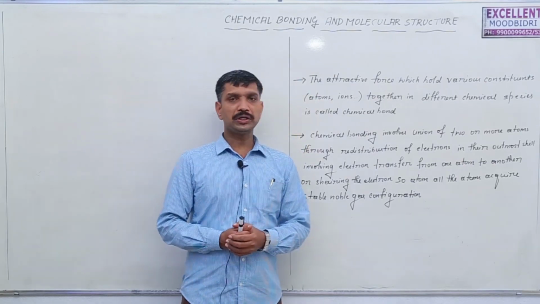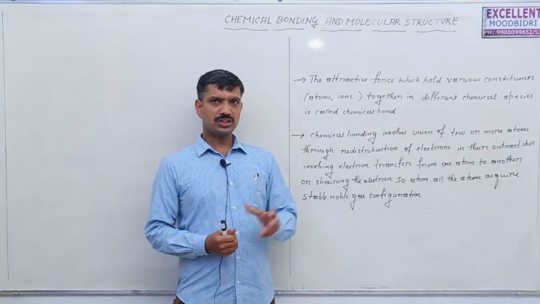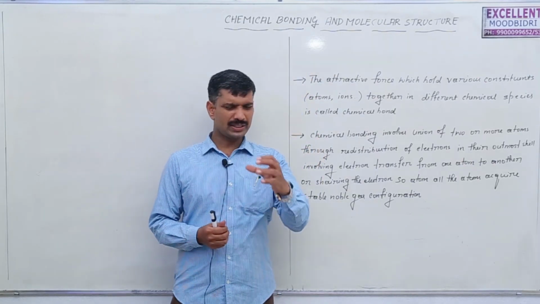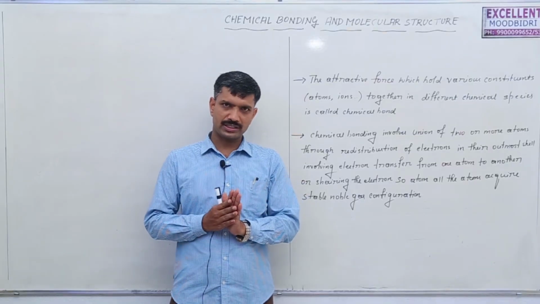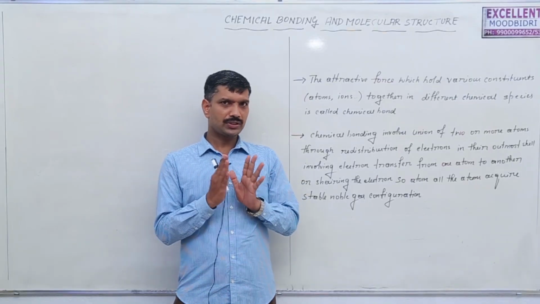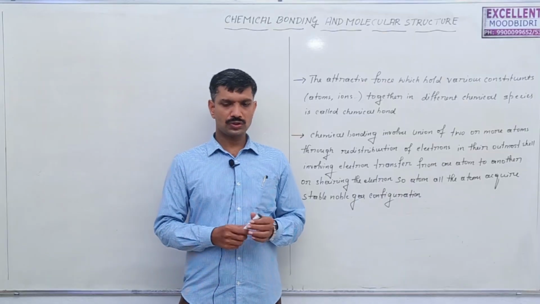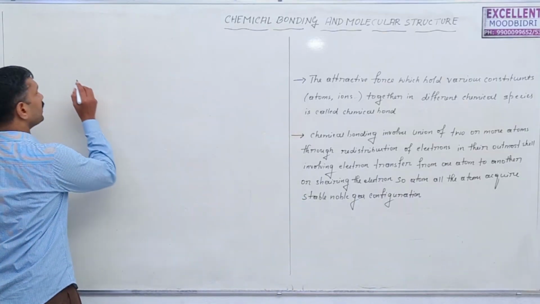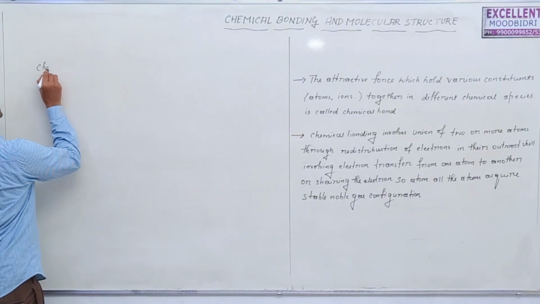Chemical bonding and molecular structure. So here, the first part is chemical bonding. What is a chemical bonding? How does chemical bonding take place? Such concepts are included in this chapter. So first I talk about chemical bonding.